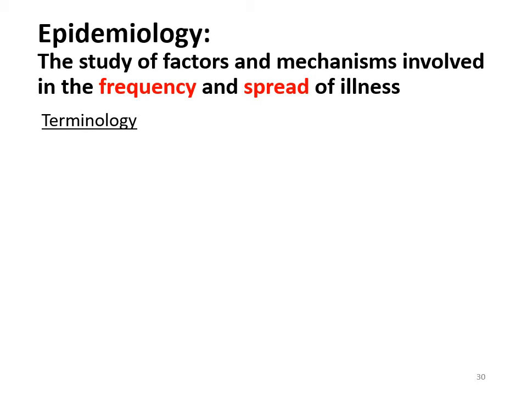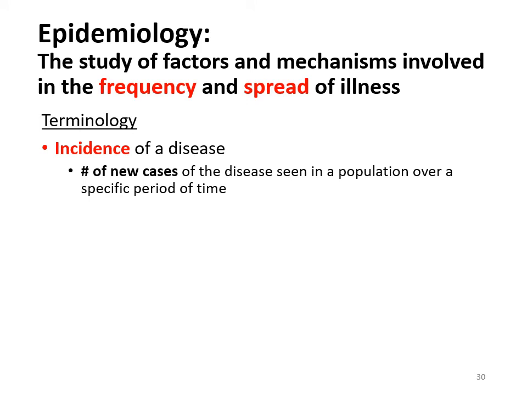Our terminology, first one is incidence of a disease. Incidence would be the number of new cases that you're seeing pop up for a particular disease, and it's always given in a particular population and a particular period of time. So for instance, within 6 months in Lakewood, we saw 200 new cases of whooping cough. And so we would say that the incidence of whooping cough in this location during that time would be 200.